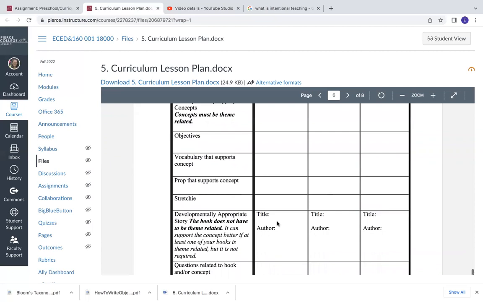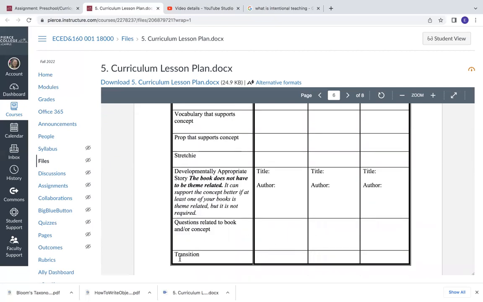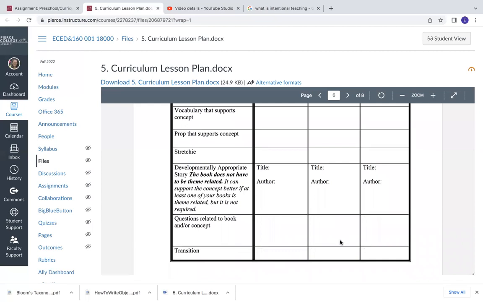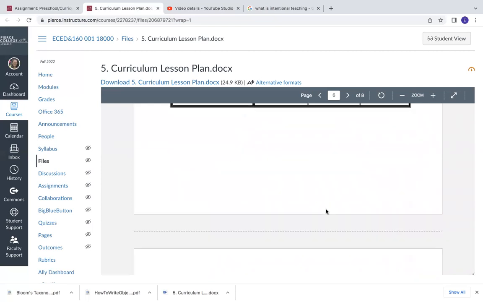You have your stretchy, your book title and author, questions that relate to your book, and then the transition that you're going to use. Everything you've developed in written form now gets put into the grid. This would be your weekly plan in lab school.